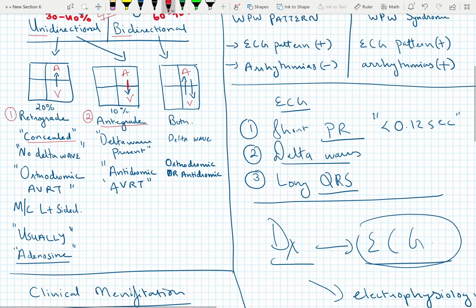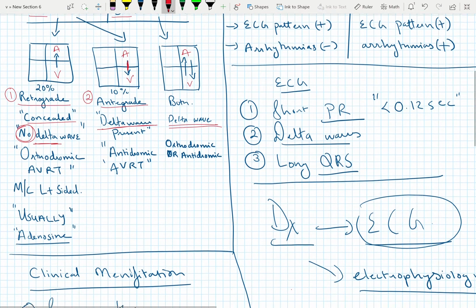Now the major difference between these two unidirectional pathways is the delta wave. Delta waves are not present in the retrograde pathway. Delta waves are present in the bidirectional one, and in the unidirectional antegrade one, which is the only pathway allowing the impulse from the atrium to the ventricle. So there are delta waves present here and here.